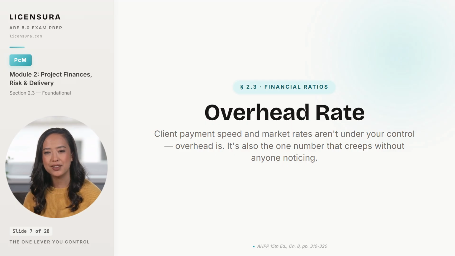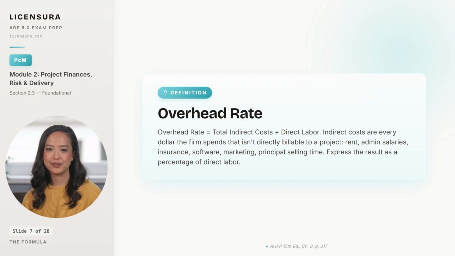Start with the formula, because the framing decides what counts and what doesn't. Overhead rate equals total indirect costs divided by direct labor, expressed as a percentage. Direct labor is the same denominator you used for the net multiplier, the cost of staff time charged to projects on a timesheet. Indirect costs is everything else the firm spends to stay in business.